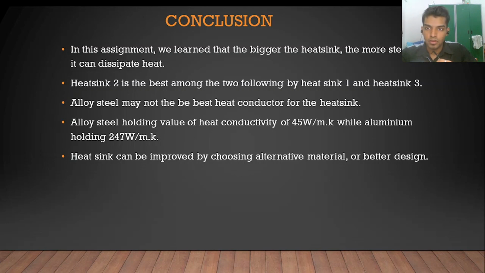Point number 4, alloy steel holds a value of heat conductivity of 45 watts per meter Kelvin, while aluminium holds a value of heat conductivity of 247 watts per meter Kelvin. And for the last point, the fifth point of the conclusion, the heatsink can be improved by choosing an alternative material or a better design. Changing the material to something such as copper, as it has better conduction of heat, and also a better design which depends on the shape and size. That is all for my presentation. Thank you.